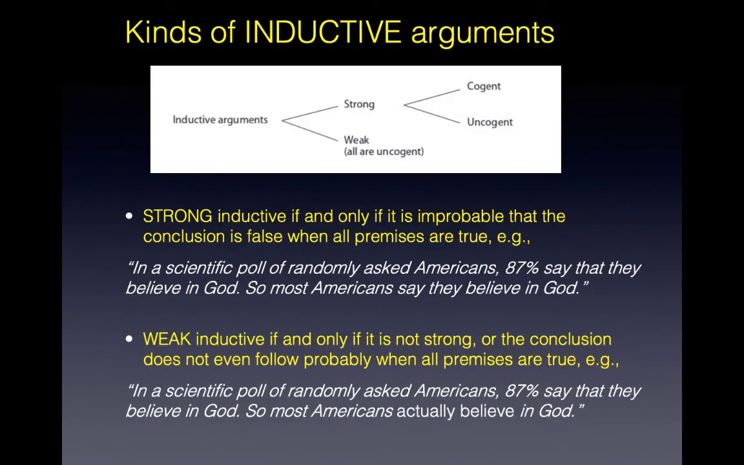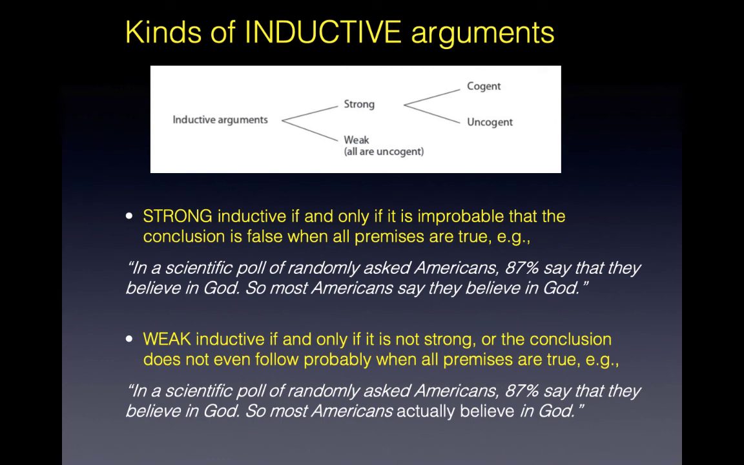Okay, inductive arguments. There are two kinds, strong and weak. An argument is strong inductive if and only if it's improbable that the conclusion is false when all premises are true. For example, in a scientific poll of randomly asked Americans, 87% say that they believe in God. So, most Americans say they believe in God. That's a strong argument because it's really unlikely, if the poll was scientific and random and 87% of people polled said they believe in God, that most Americans wouldn't say they believe in God, given the statistical reliability and validity of the sample.